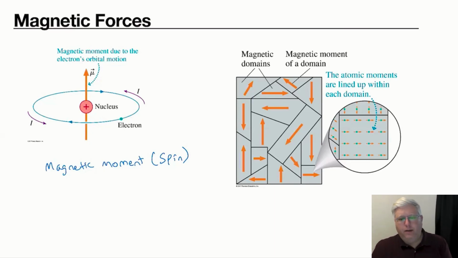And so if we place certain materials, these ferromagnetic types of materials, in a magnetic field for a long period of time, what we see is that the domains can actually stay lined up even after the field's been removed.